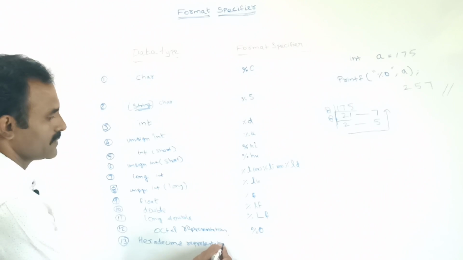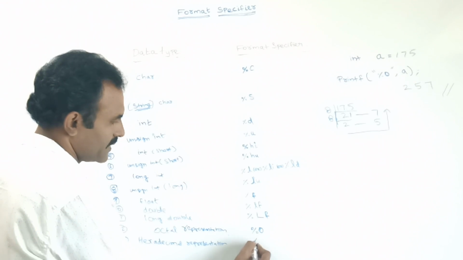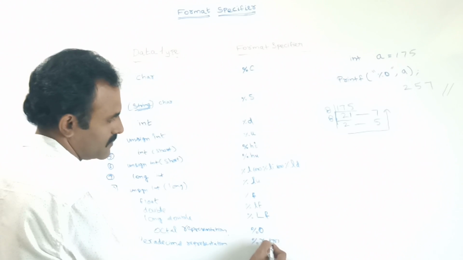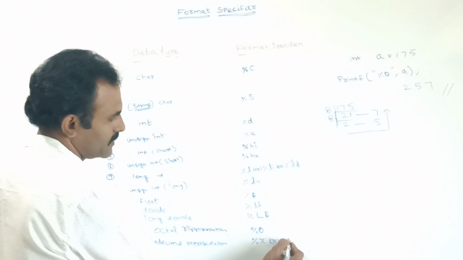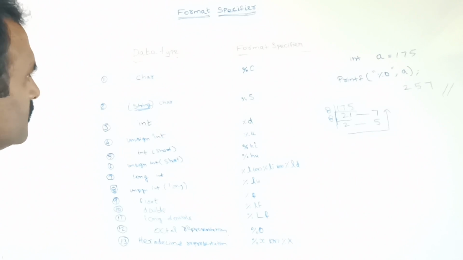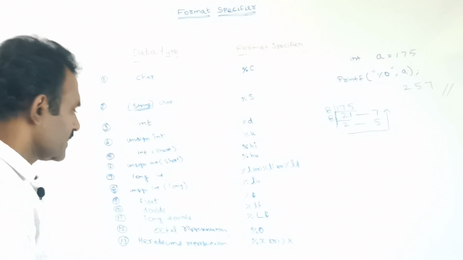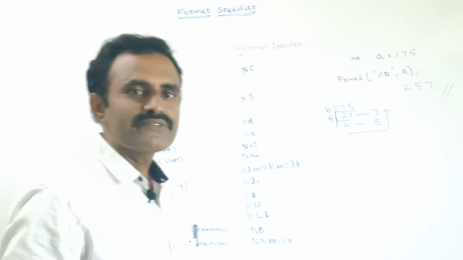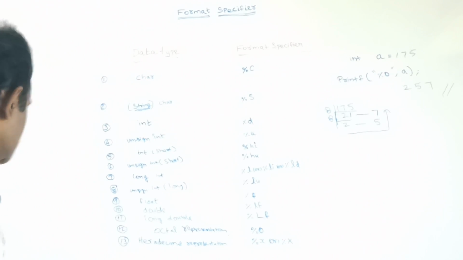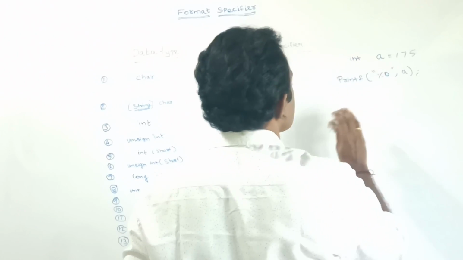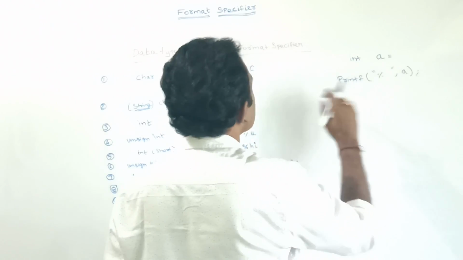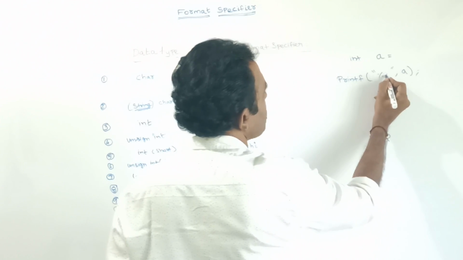Hexadecimal representation. Here for that we can use %x or %X. For hexadecimal the base value is 16. In the same way, for hexadecimal representation, we can use the format specifier %x.